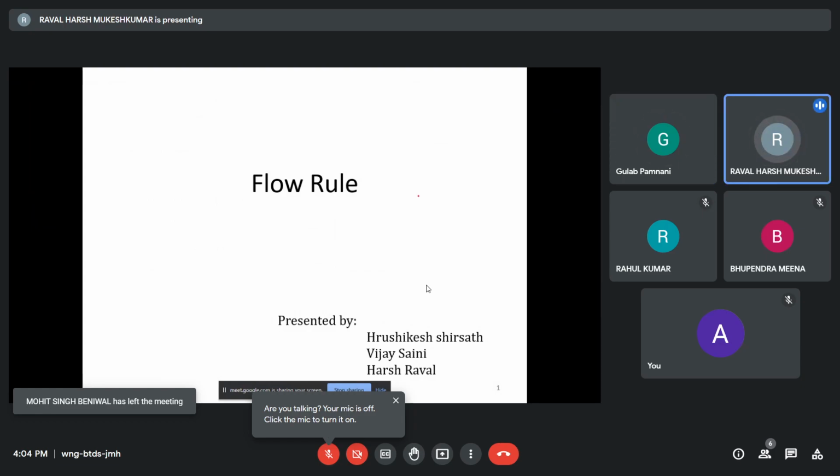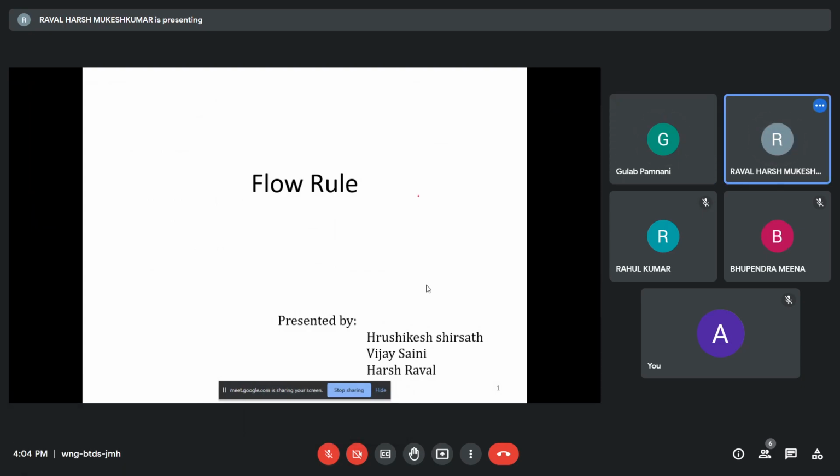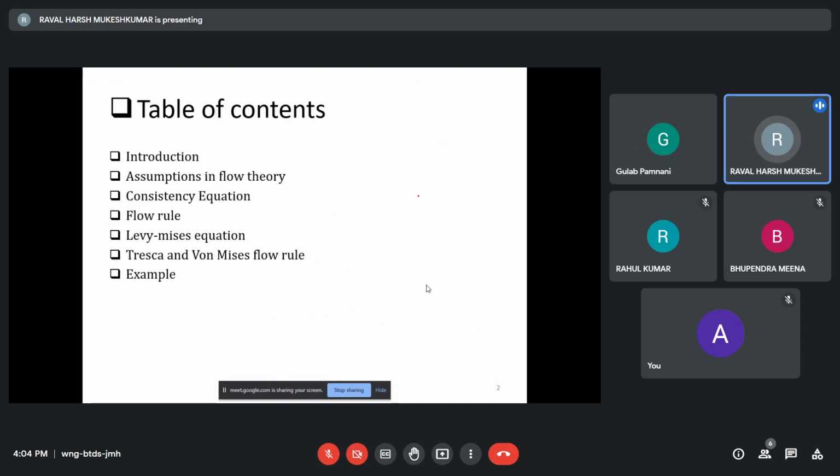So sir, our topic of presentation is flow rule, and these are our table of contents. I will be covering the initial four, that includes introduction, assumption in flow theory, consistency equation, and flow rule. Levi-Mises equation and Tresca's flow rule will be covered by Rishikesh, and Vijayasani will cover von Mises flow rule and an example.